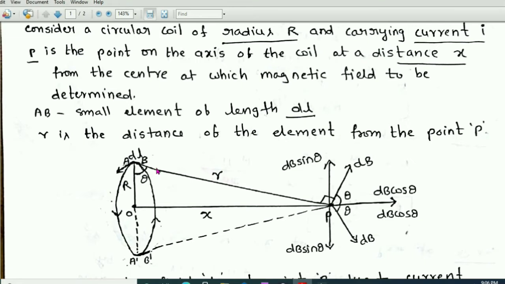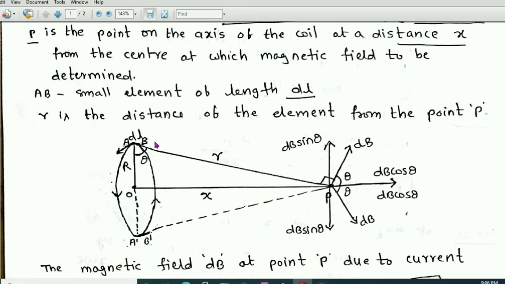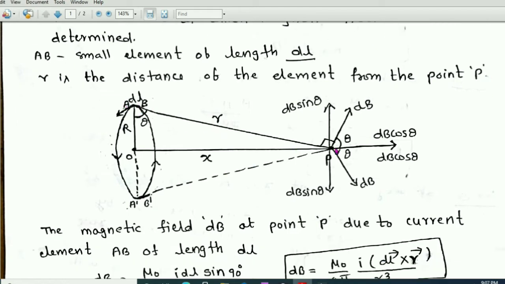To find the total magnetic field due to the entire circular coil at point P, by taking the summation of the magnetic field due to the length elements, we can get the total magnetic field at point P due to the entire circular coil. Let us say the point P is at a distance of r from the length element. So AB is the length element. From the length element, the point P is at a distance of r.